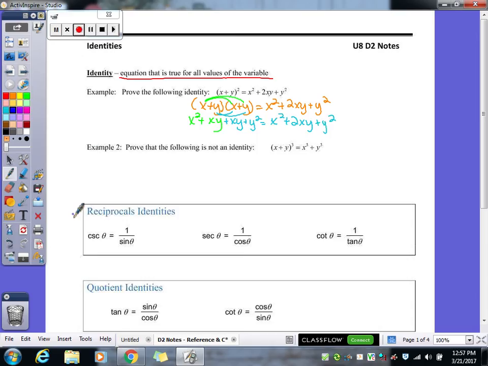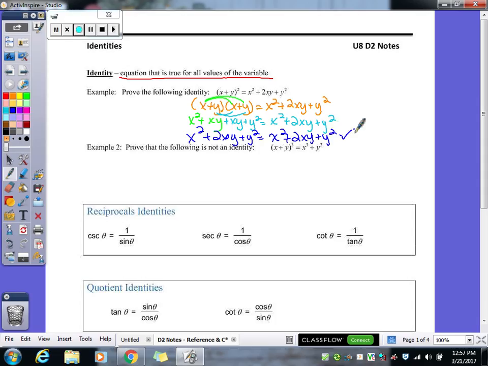So when you first multiply out, you should have gotten x squared plus xy plus xy plus y squared. So when I combine my like terms, what do we get? We would still get our x squared plus 2xy plus y squared. In fact, (x plus y) squared does equal x squared plus 2xy plus y squared. So we have proved it to be true.